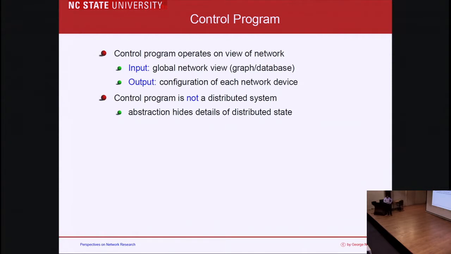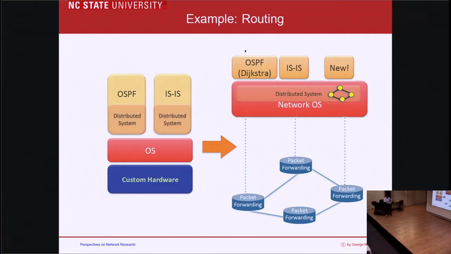So now you go from this situation where you have custom hardware, custom OS, and then things like routing protocols inside each switch, and what you get to is very simple packet forwarding engines. You have the control plane over here, and now you can have the traditional routing protocols, and if you want a new one, you can just implement a new one.